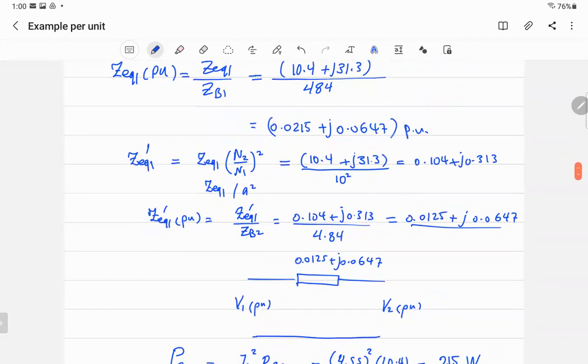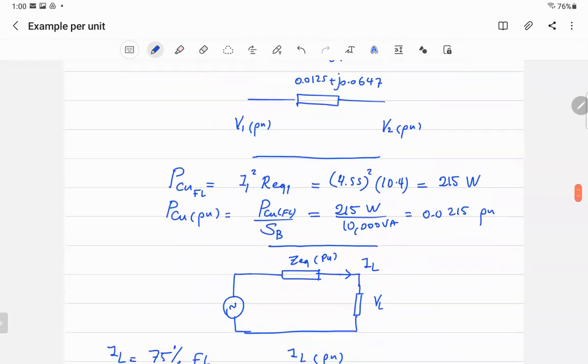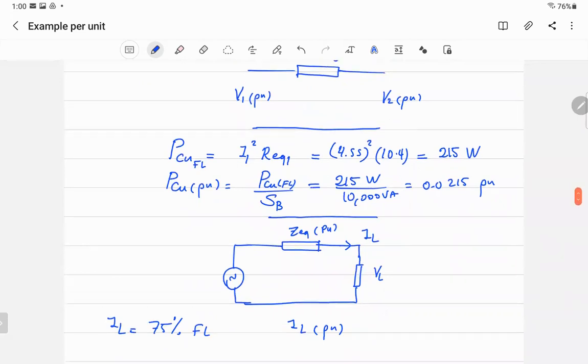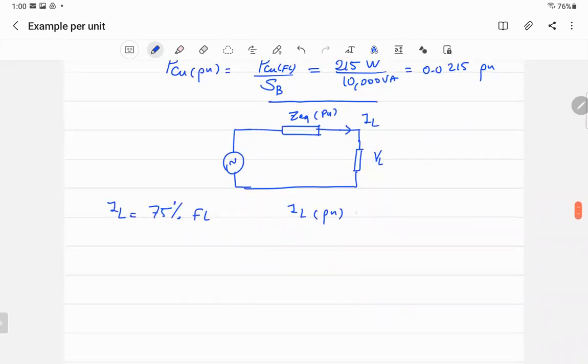If 75%, 0.75. Do you see how simple things are when you are dealing with per unit? So the IL per unit will be equal to 0.75. But you have to be cautious. You don't say, okay, when you tell me 75% for load, I'll put 0.75. No, don't do that. Check your base. Are you using the rated value as the base or not? If you're choosing a different value, you have to calculate.